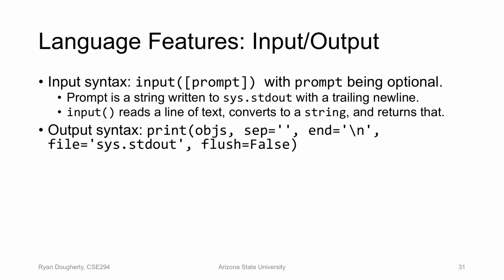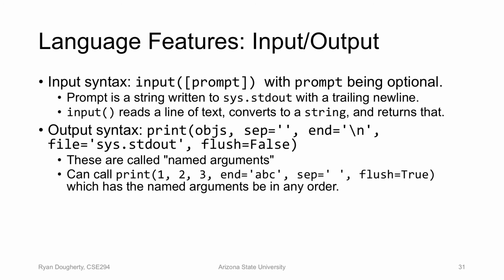You can actually set the file of where you're printing to. So if you open a file, you can actually pass the file pointer and set it to file, and it'll print to the file instead of standard out, which I think is pretty cool. And flushing the output after this print means it doesn't stay on screen. It'll just flush what you've printed so far. Okay. These are called named arguments, obviously.